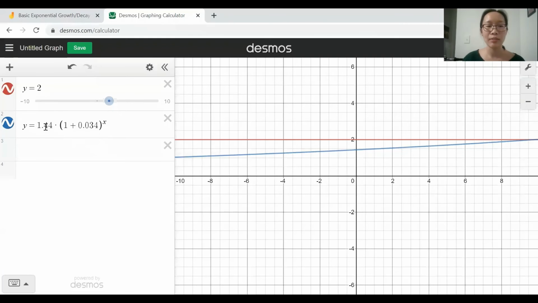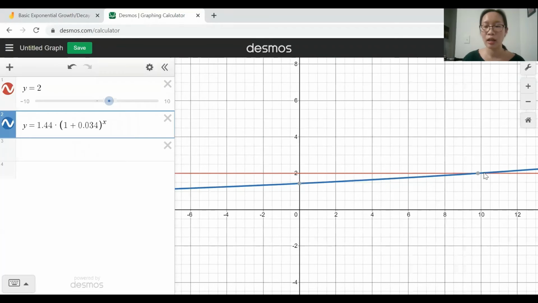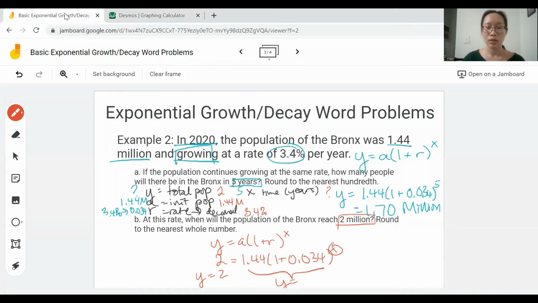As I look on Desmos, I see that there's a point of intersection right here at x is equal to 9.8 roughly. So if x is equal to 9.8 years, or well, round it to the nearest 10 years, that means that it is 10 years after 2020. So 2020 plus 10 years is equal to 2030. And so the population of the Bronx will reach 2 million in the year 2030.